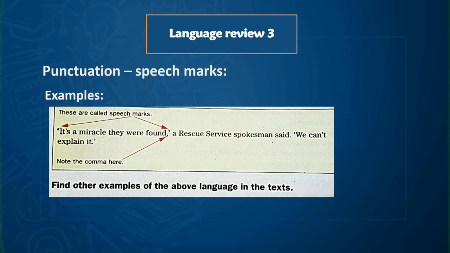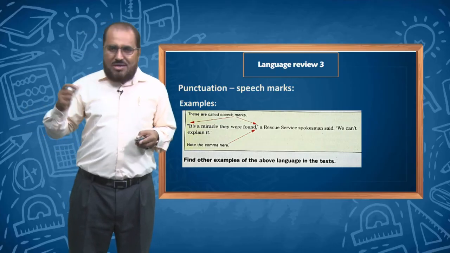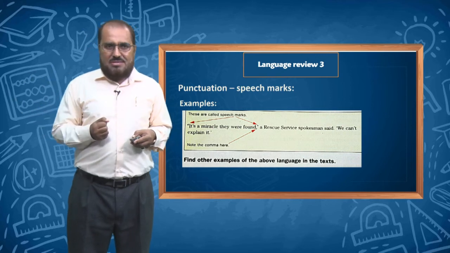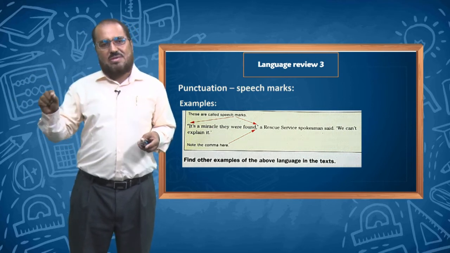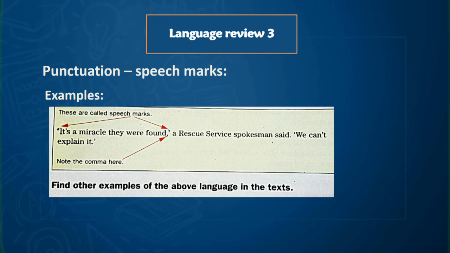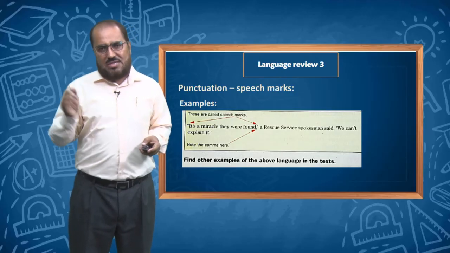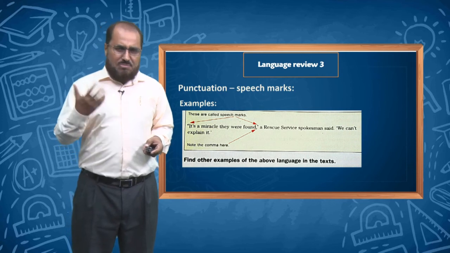Okay? And you see there's another comma because he wanted to continue quoting what he added. A rescue spokesman said, "We can't explain it." Who said we can't explain it? The writer? No, the rescue serviceman himself. So it is all between the speech marks, or quotation marks, inverted commas, you see? And there is a full stop because he completed it. Let's have more examples.